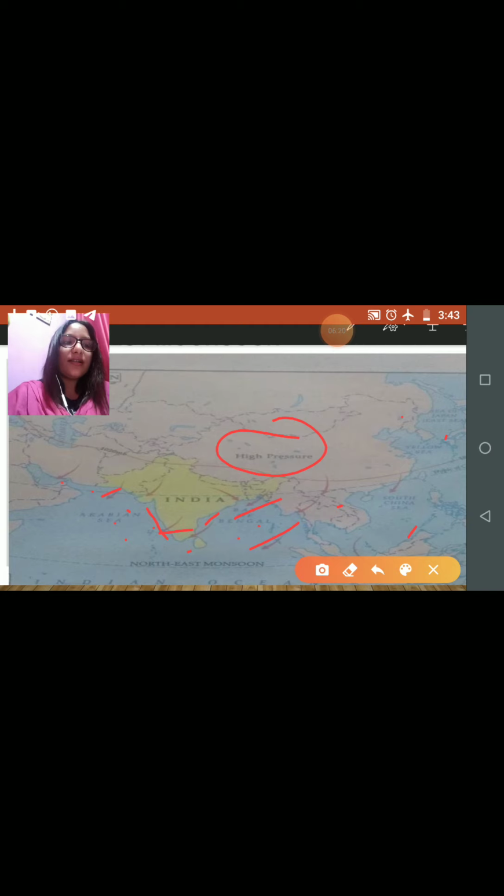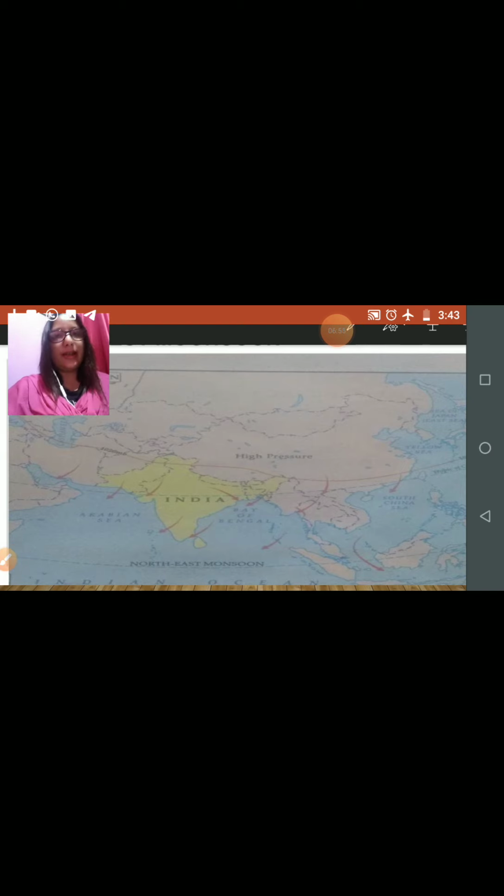Stretching from the Mediterranean coast of Western Asia eastwards up to the Punjab plains, the region receives rain from cyclonic depressions that originate over the Mediterranean Sea. So this is how the southwest and the northeast monsoons play a very important role in the climatic conditions of Asia. This is about the monsoonal effect on the climate of Asia.